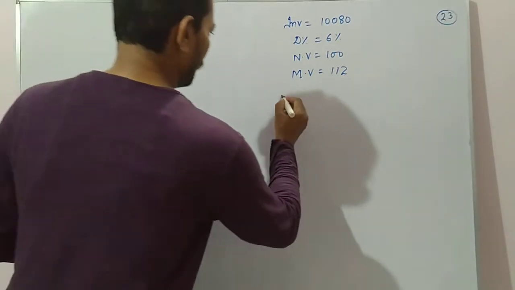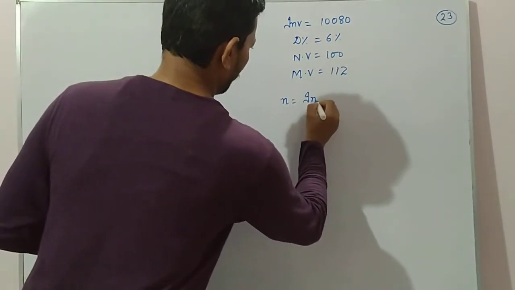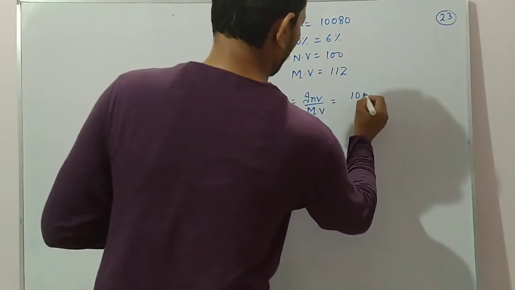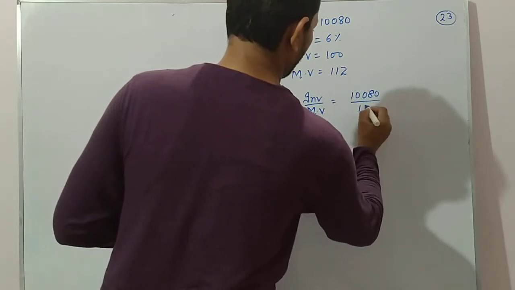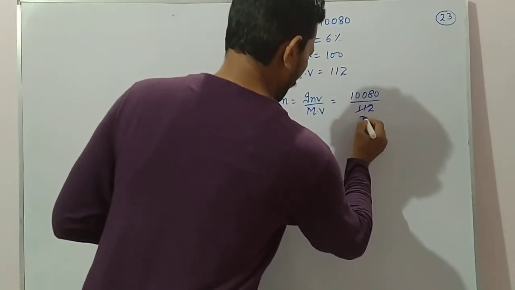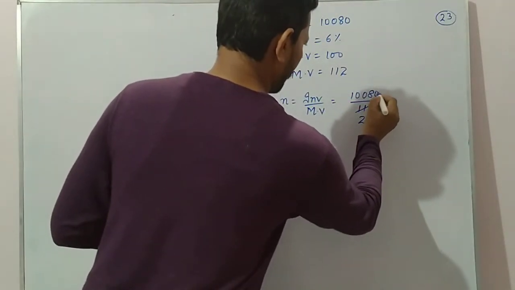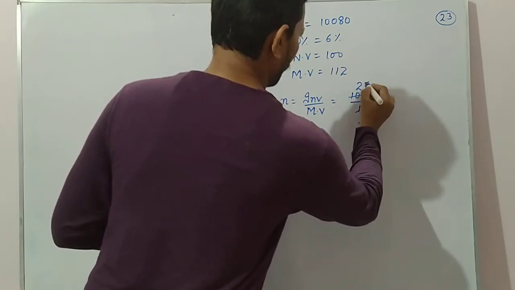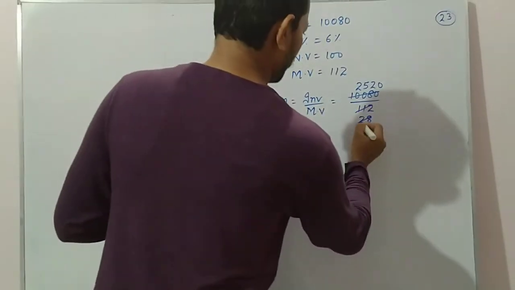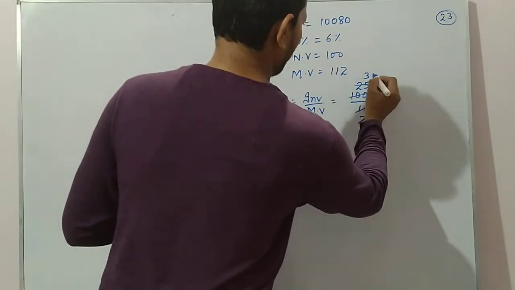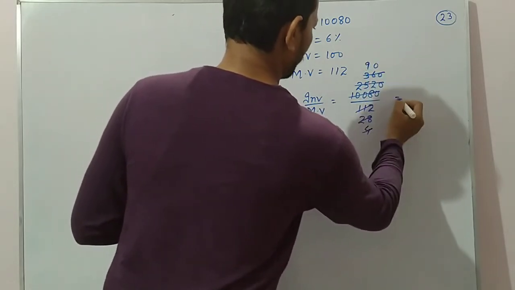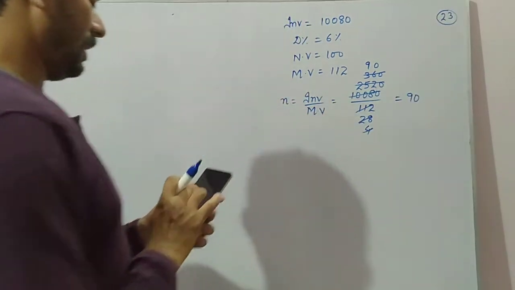Number of shares is investment by market value. Investment is 10080 by 112. So here we can cancel. 4 2s are 8, 4 8s, 4 2, 4 5 2 0. Again we can use 7 also. 7 4s are 28, 7 3s, 7 6 0. So you are getting 90 shares. Number of shares is 90.